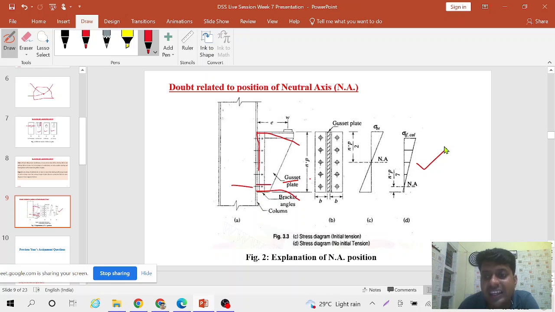They are only saying about this thing, and they have told that in some of the cases we go for conservative design, so only a line like this is added about the conservative design. This is the conservative design, but on the other hand it will make your connection uneconomical.